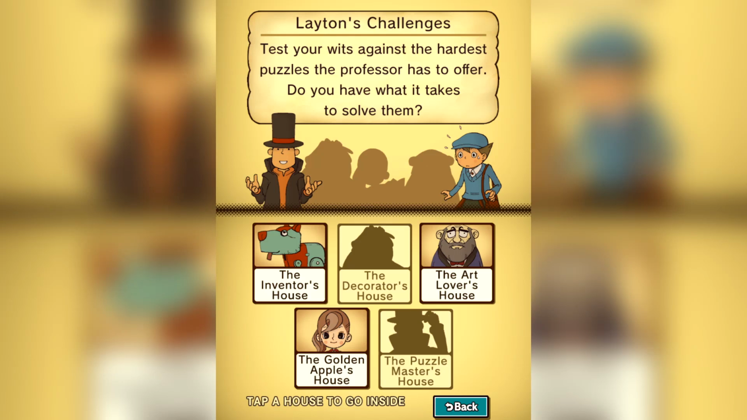Hello and welcome to the bonus episode for Professor Layton in the Curious Village, where the last episode we finished up the main game. Today we're going to be playing not all of them. For one, I haven't got access to Decorator's House, and I went back into the game to solve some of the puzzles around town, so I could finish the painting and unlock the Art Lover's House. So I can't go into the Decorator's House, and I can't go into the Puzzle Master's House because I haven't completed everything yet, and I don't really intend to.